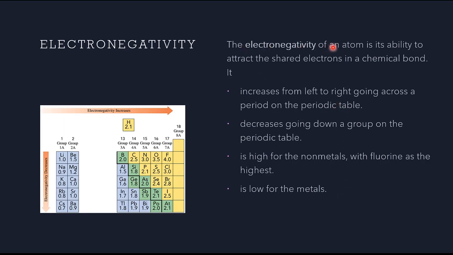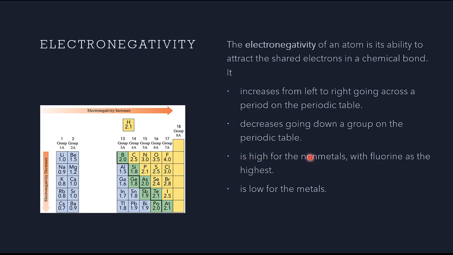The electronegativity of an atom is its ability to attract the shared electrons in a chemical bond. It increases from left to right, going across the periodic table, and increases from bottom up. So basically, if you were to draw a diagonal from cesium to fluorine, you would increase in your electronegativity. Notice these values here of 1.0 versus 4.0. That is your relative degree of electronegativity.